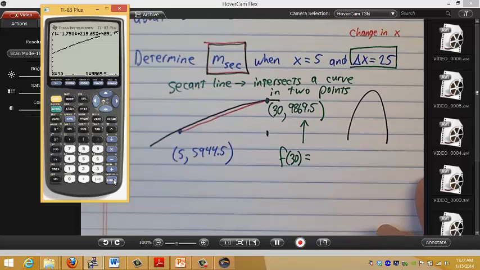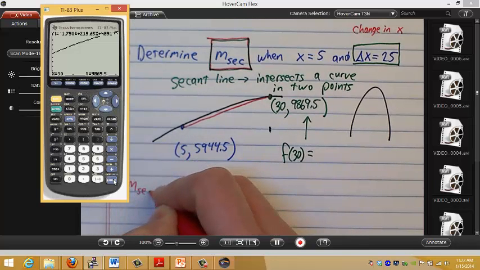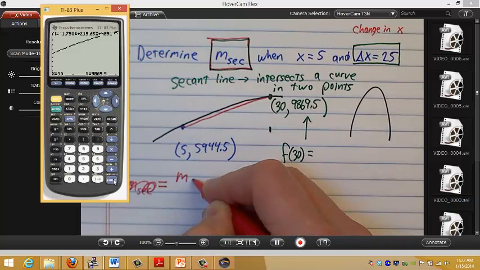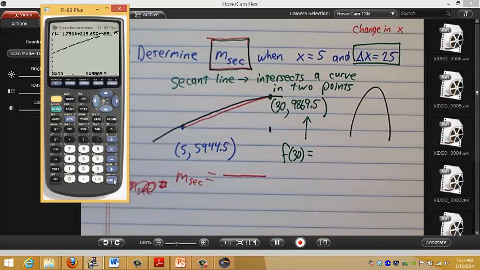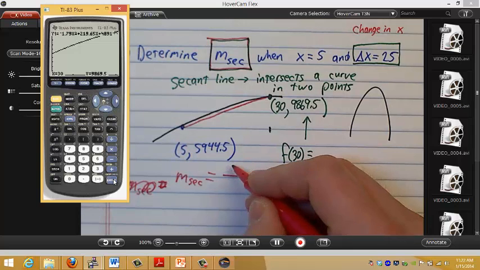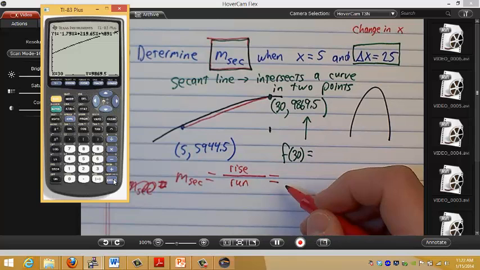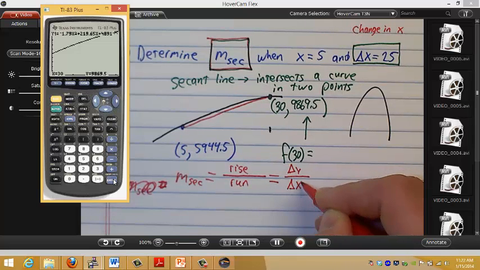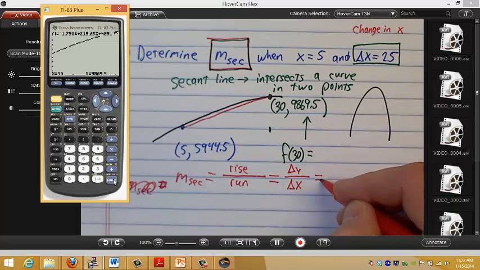To determine the slope of this red line, we're going to use our good old formula for slope. You guys might remember, slope is a fraction by nature. Do you remember the definition of slope? Rise over run is one definition. Did you say change in y over change in x? What you just said was delta y over delta x, change in y over change in x.